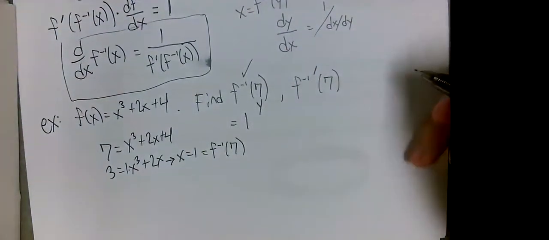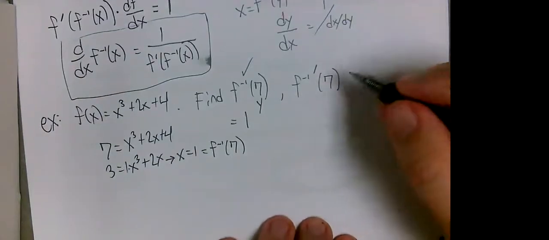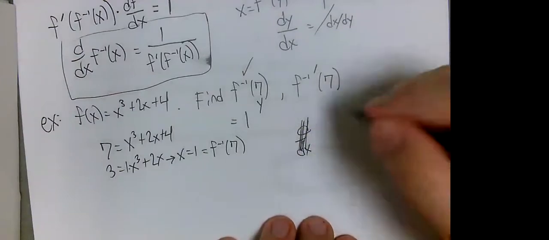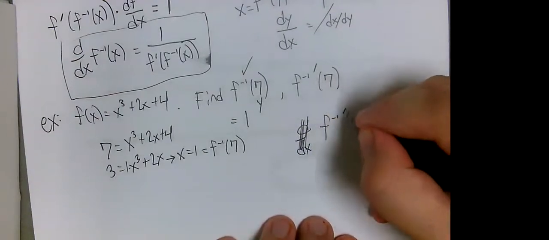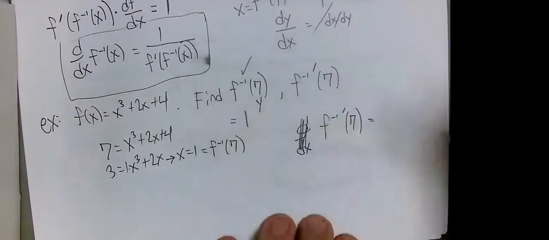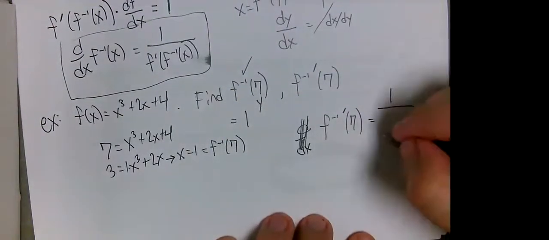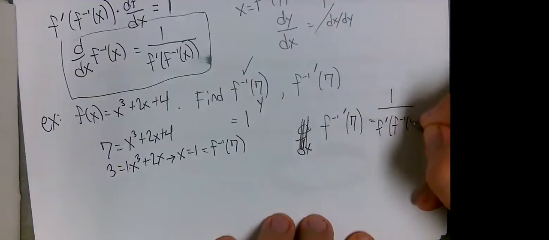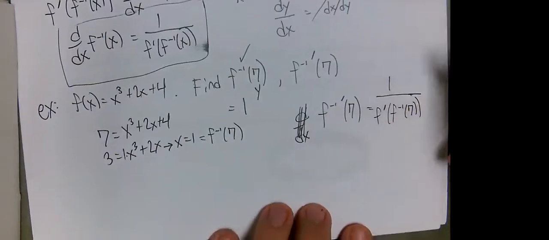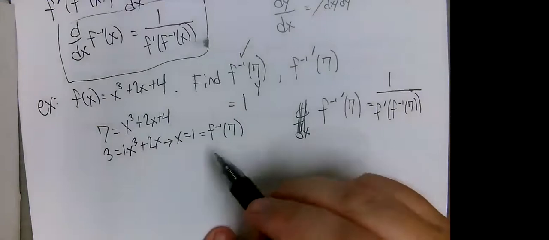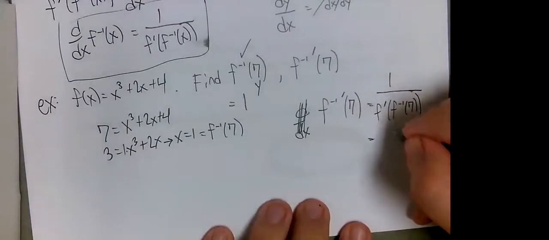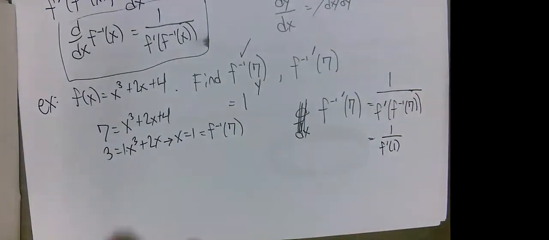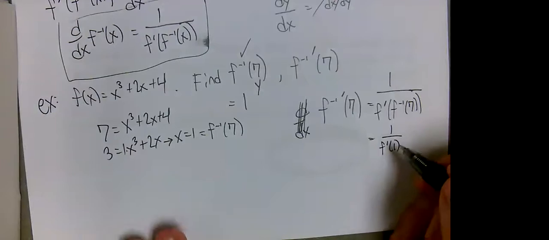Now I want to find f inverse prime, or the derivative of our inverse function at 7. So let me write it like this. We have f inverse prime of 7. Now using my formula here, this is going to be 1 over f prime of f inverse of 7. All right, now we already know what f inverse of 7 is. We just figured it out. It's 1. So this is 1 over f prime of 1. Now this isn't the inverse function. This is the derivative of the original function.